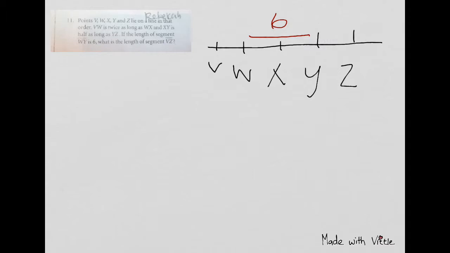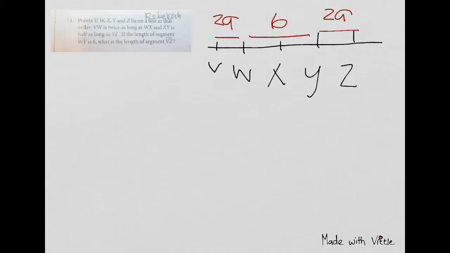We also know that VW is 2A because the question states that VW is twice as long as WX. And we said earlier that WX would be, well, WY is 6, so it would be 3. So 2A. We also know that YZ right here is also 2A because XY is half as long as YZ, remember?